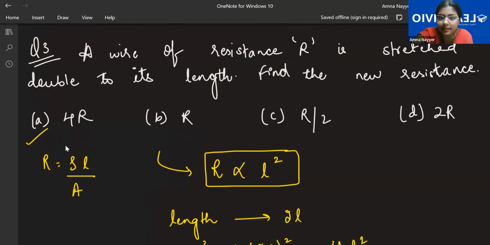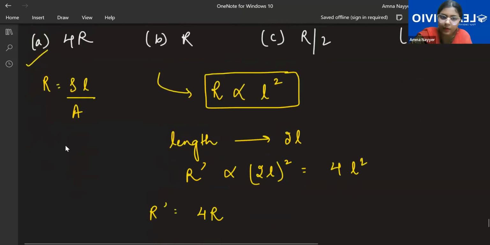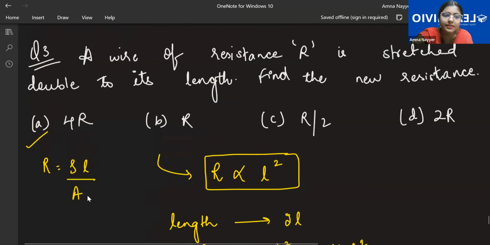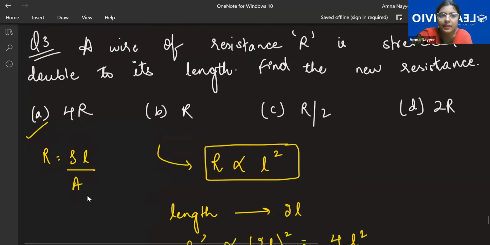Got it, Jasleen? Yes, ma'am. Okay, this formula is very simple and easy. One question, let's practice on the resistance and temperature part that we didn't practice. And then we'll move on to the next topic. Okay, please write it.